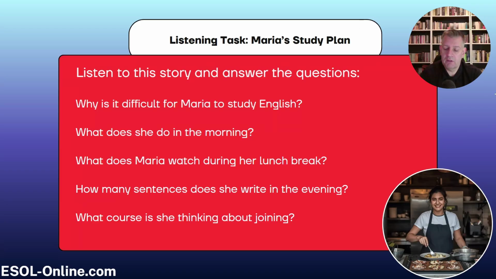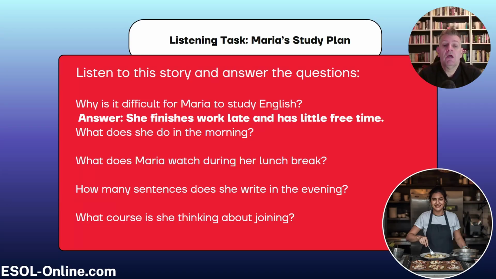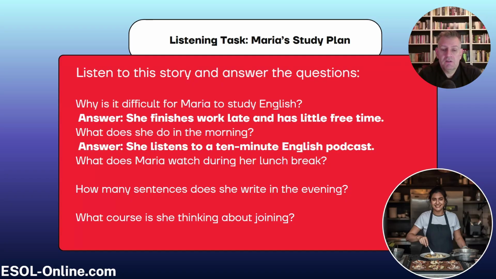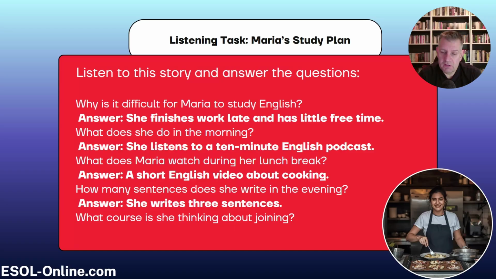Okay, so how did you do? Why is it difficult for Maria to study English? Because she finishes work late and she has little free time. What does she do in the morning? She listens to a 10-minute English podcast. What does she watch during her lunch break? A short English video about cooking. How many sentences does she write in the evening? It says she writes 3 sentences. And what course is she thinking about joining? Fast Track English. Well done, Maria. I hope you do.